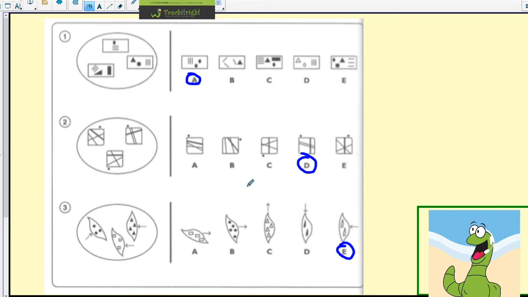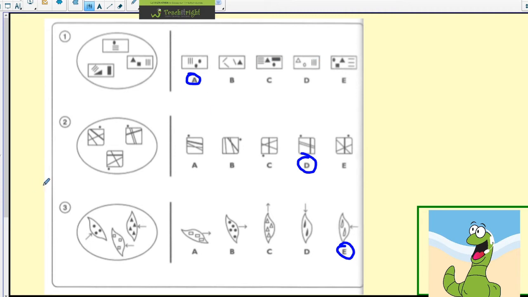And the reasons for question 1: each figure in the oval consists of a rectangle containing small black shapes and 3 parallel lines that are spaced in the same amount. So we need to have a rectangle with the 3 black lines, small black shapes, and all spaced evenly. So the answer is A. It's the only one that's got 3 lines and the black shapes.